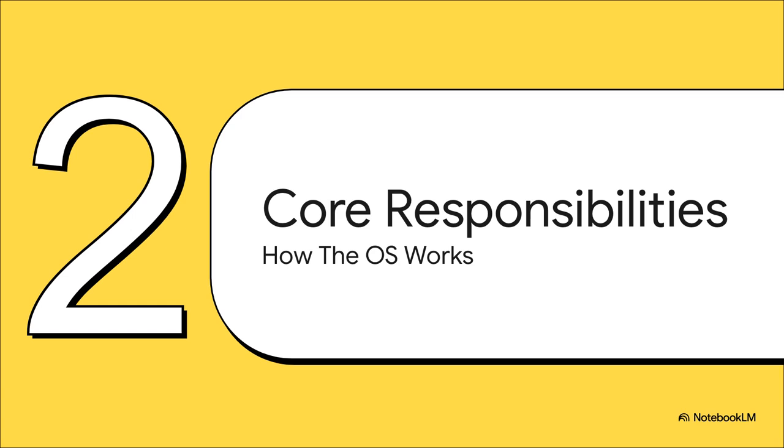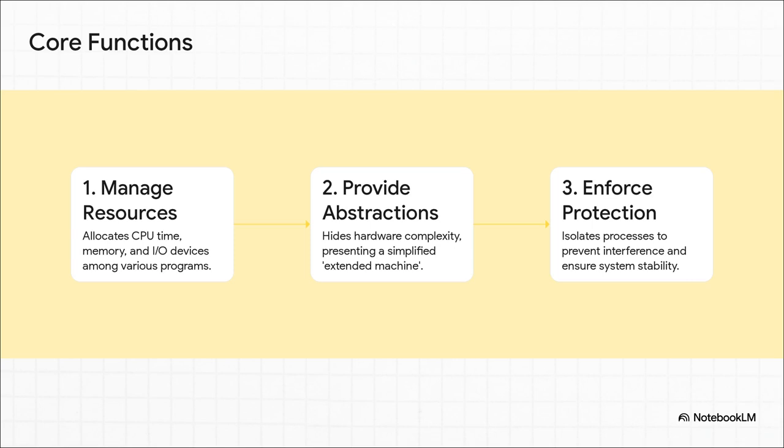So how does it actually pull off these two huge jobs? Well, it all boils down to three core responsibilities that every single modern operating system has to handle. Let's break them down. Yep, these three functions, managing resources, providing abstractions, and enforcing protection, they are the pillars that make all of modern computing even possible. So let's take a look at how each one really works.